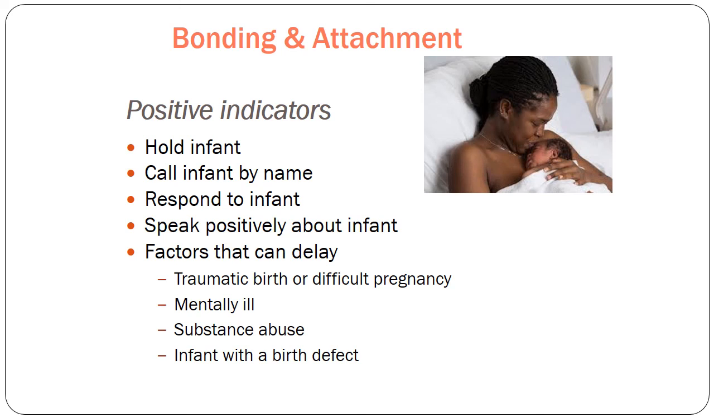And factors that can delay this attachment are a traumatic or difficult pregnancy or birth. The mom is mentally ill. The mom abuses substances. Or you have an infant with a birth defect, because in mom's mind, she's got the perfect infant in her mind. The baby's going to have curly hair and a big smile, and the baby's born, and the baby's bald and has a cleft lip or palate. Well, this is not what she pictured, and so she's having a hard time accepting this baby.